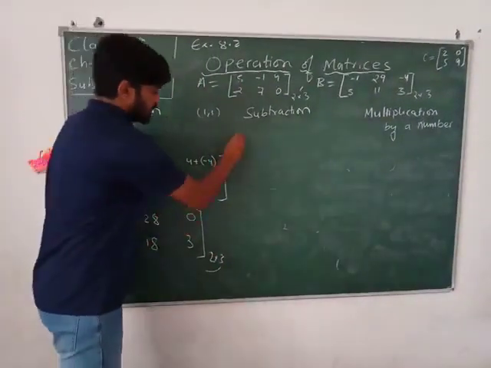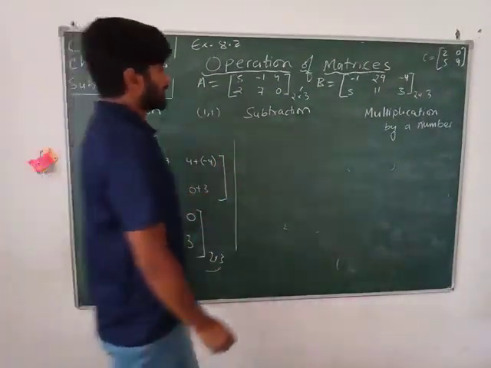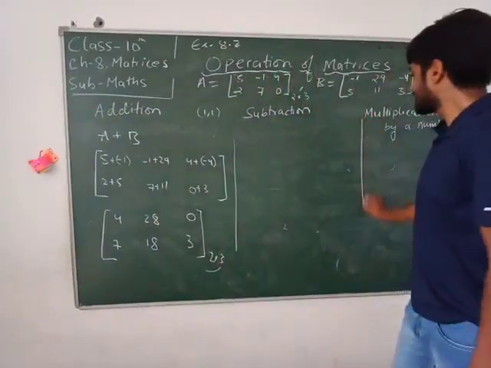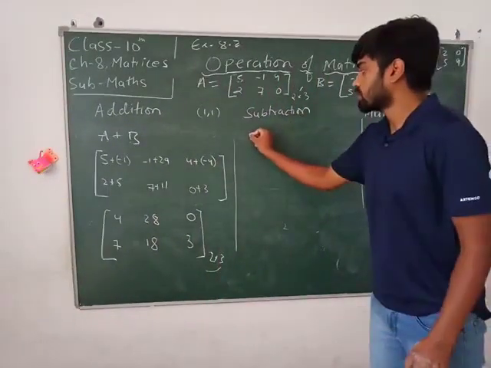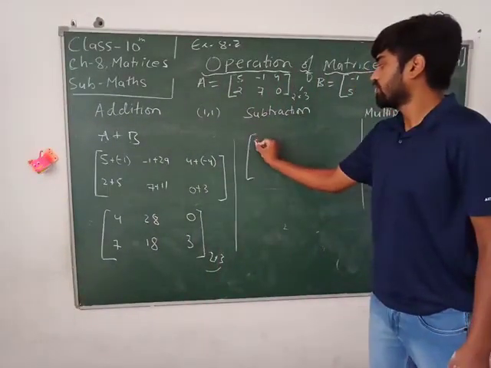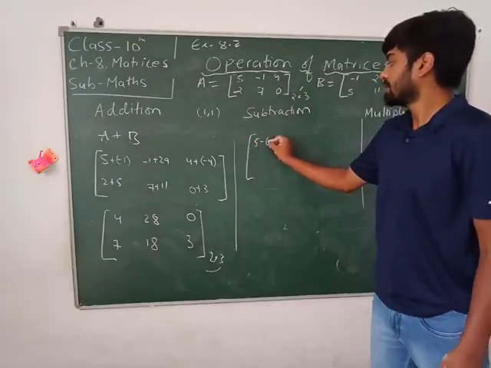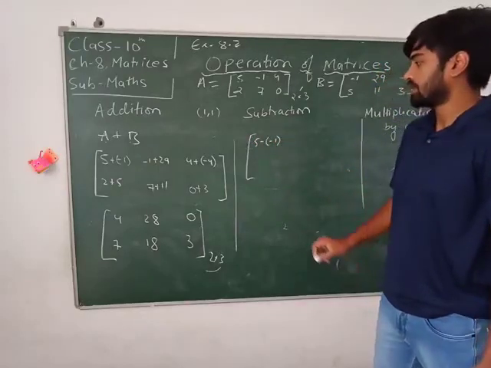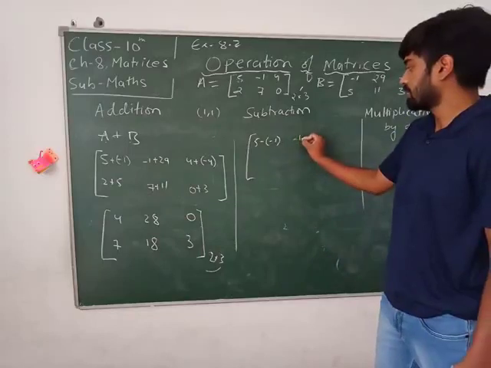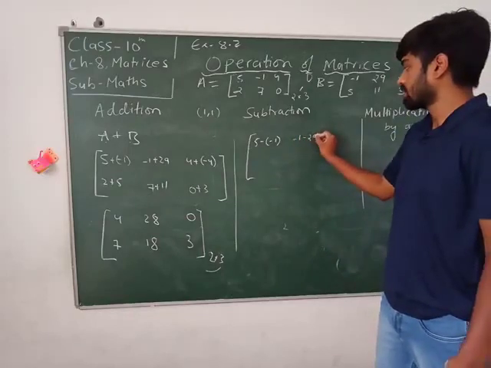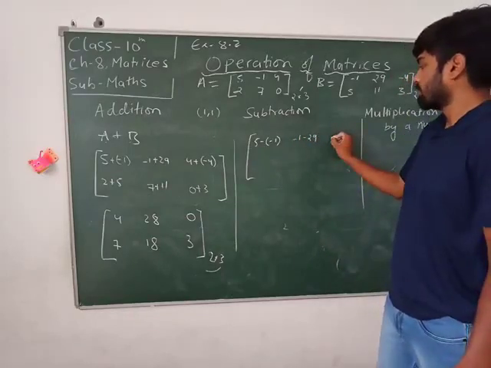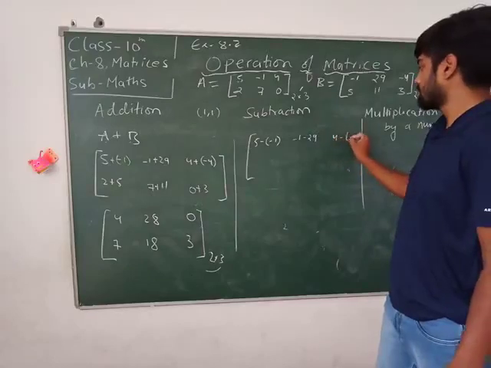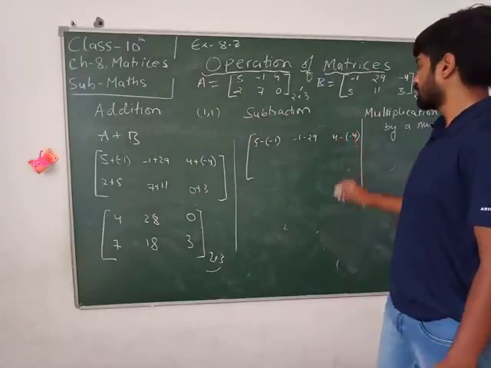Let's try subtracting. Okay. So how to subtract? Same thing. Okay. So I have over here. So what I'll do, 5 minus 1. Okay. And then minus 1 minus 29. And then 4 minus 4. Okay.